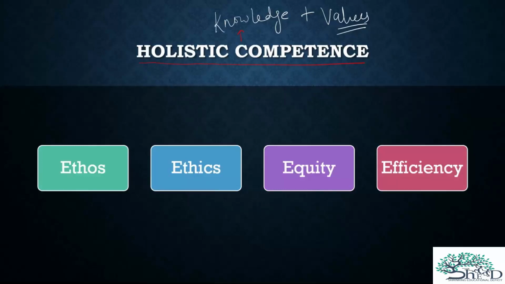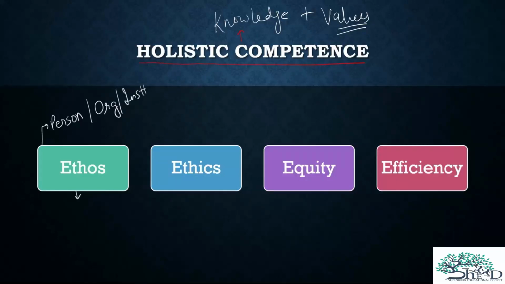There are 4 topics in it. We'll see them individually, but right now we will try to understand them in relation to each other: ethos, ethics, equity and efficiency. Ethos, as we have studied, is character. In the last lecture we studied that ethos is the character of a person, organization or institution.